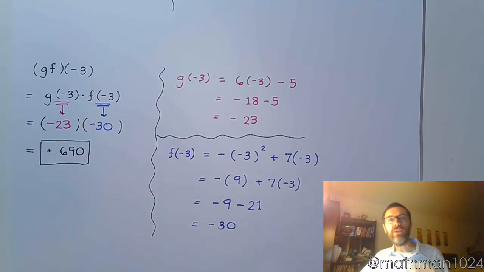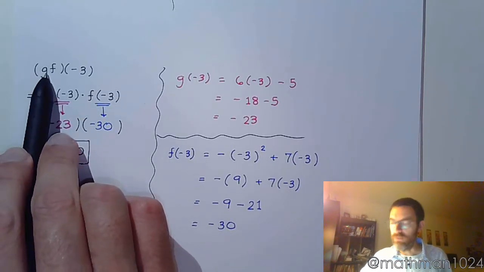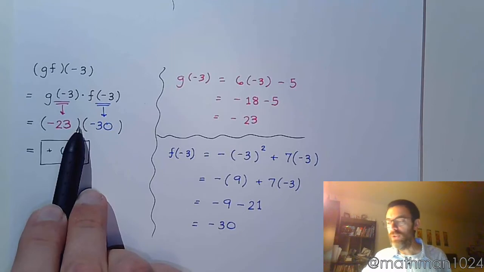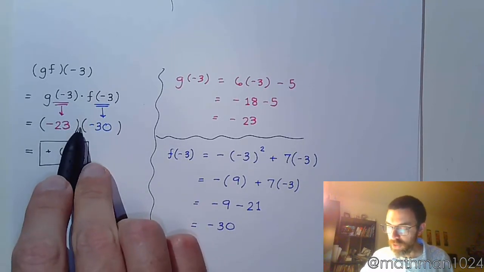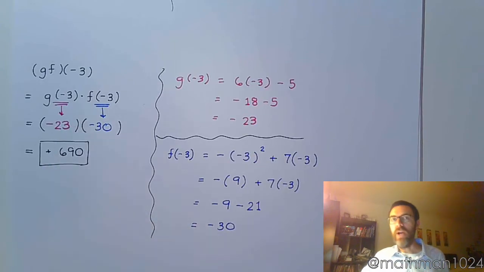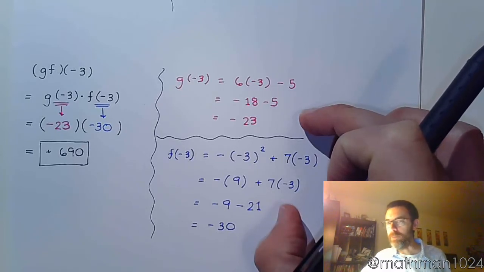There you go. No magic tricks, nothing really special. You just evaluate those functions individually and then bring the answers back and do what it says. If this, instead of multiplication, had said addition, you would have put addition between these two and you would have gotten negative 53. If it said subtract, you would have put a minus here, and then you would have done the subtraction. That's really all there is. Okay, just do the work off to the side, and you're going to be okay.